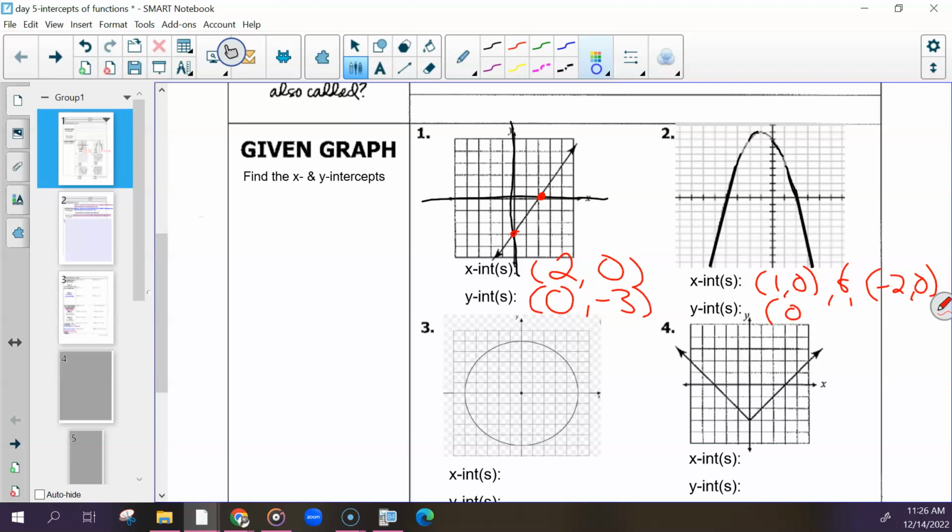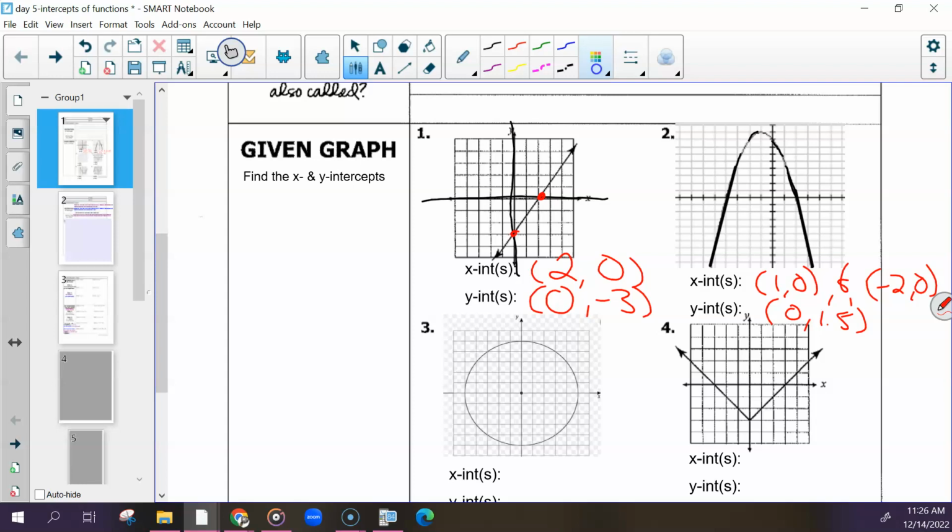Just like that. So y-intercepts and x-intercepts can be decimals depending on where it is. You may or may not see that. Especially on Khan Academy, you'll probably see that more.